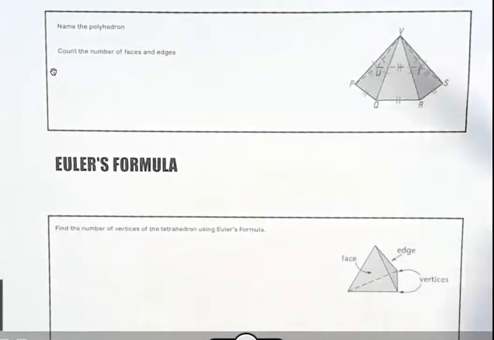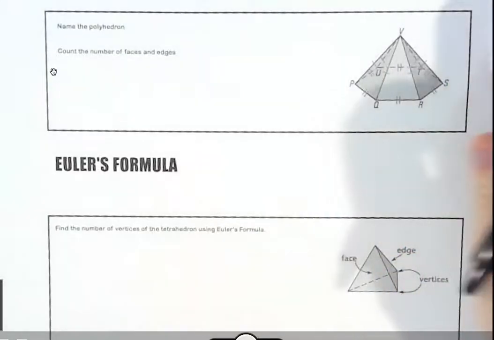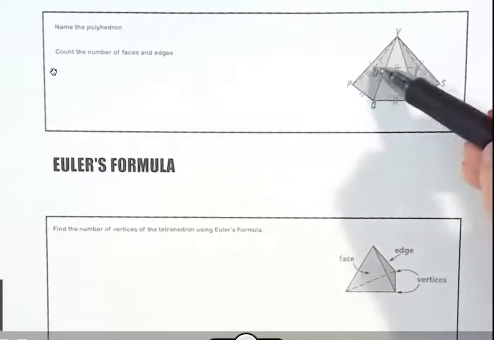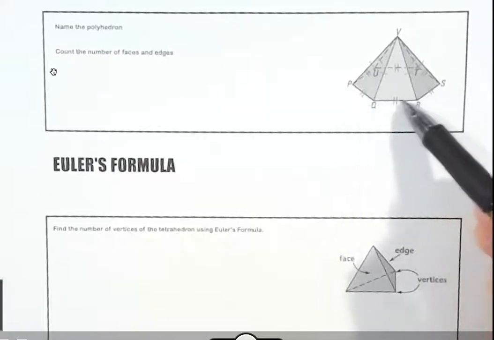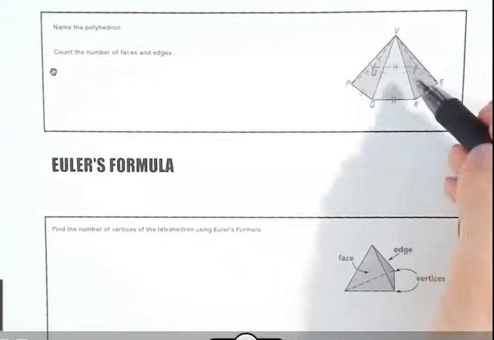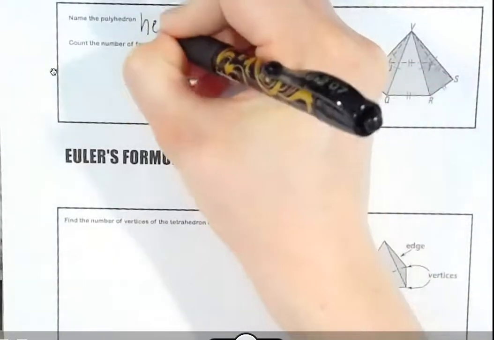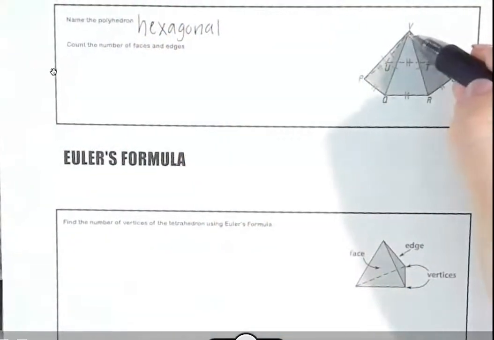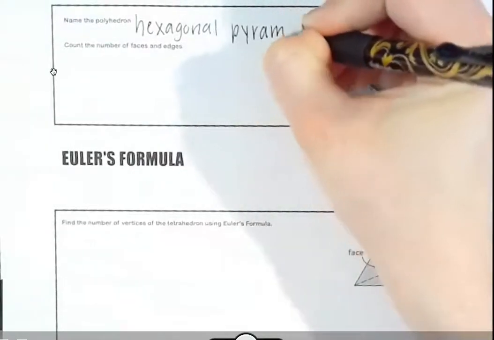It says name the polyhedron and count the number of faces and edges. Oh boy. Okay, let's just start with the easy part. Let's name it. Remember, our base is how we name it. Look down here. How many sides does my base have? If I count 1, 2, 3, 4, 5, 6. Do you guys remember what a six-sided figure is called? It's a hexagon, right? So this would be a hexagonal. And then since it's coming to a point, it's not flat in both the top and bottom, it's a pyramid. Beautiful.